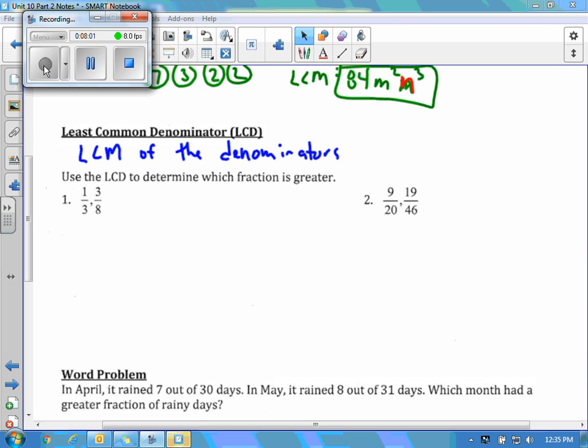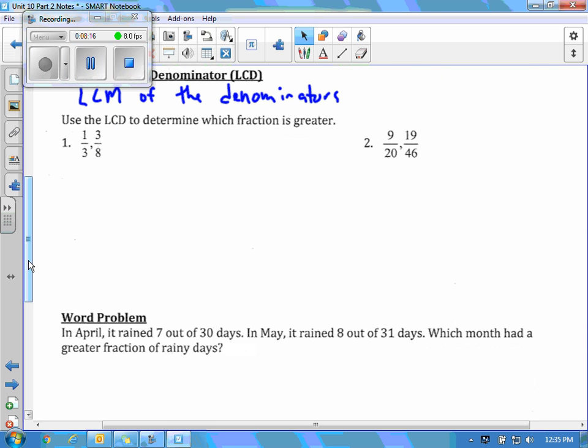All right, the next thing we're going to talk about is least common denominator. The least common denominator is just the least common multiple of the denominators of 2 or more fractions. So we're doing the same concept, least common multiple, we're just applying it to fractions now. So it says use the LCD to determine which fraction is greater. So what we need to do is find the least common denominator and then write the fractions with that least common denominator. So 1 I'll leave for you guys.